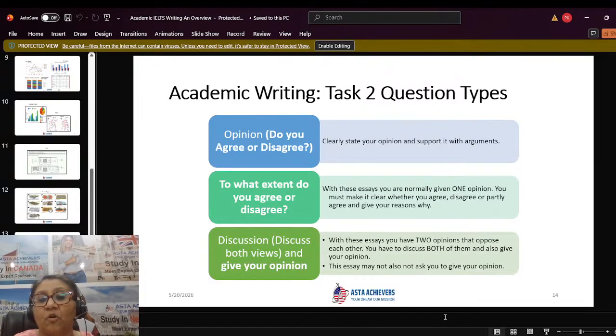Apart from that, you'll also be required to prepare discuss both views and give your opinion. So as the name suggests, you are presented with two viewpoints which contradict each other. Your job is to discuss both these viewpoints, and in addition the essay is also asking your personal opinion: out of the two viewpoints, which viewpoint do you favor.